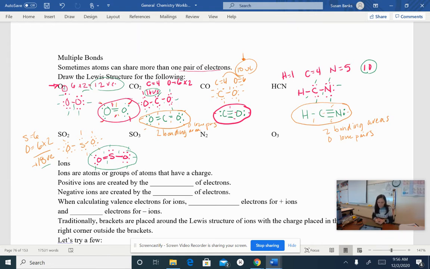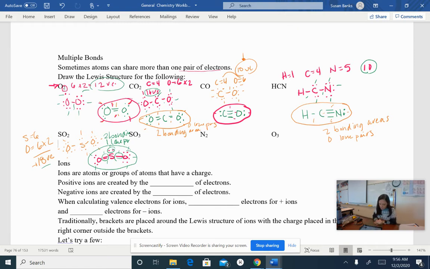Okay, now that center atom, that sulfur, let's look at the amount of bonding areas it has and the amount of lone pair areas. Now remember, double bonds are counted as 1 bonding area. So I have 2 bonding areas and I have 1 lone pair area. That will be really important when we start looking at shape next time.